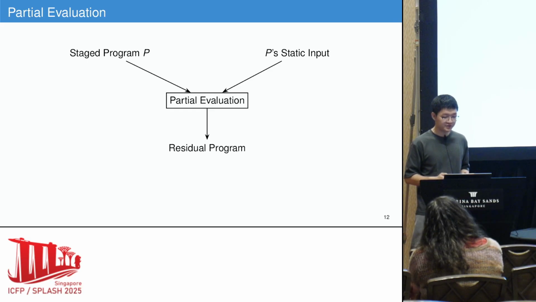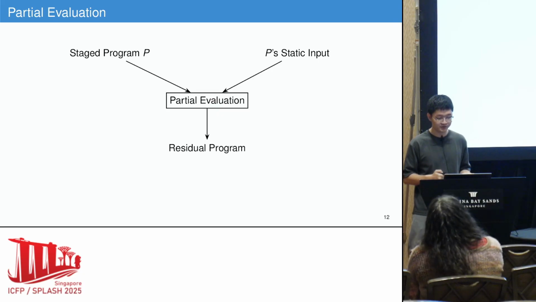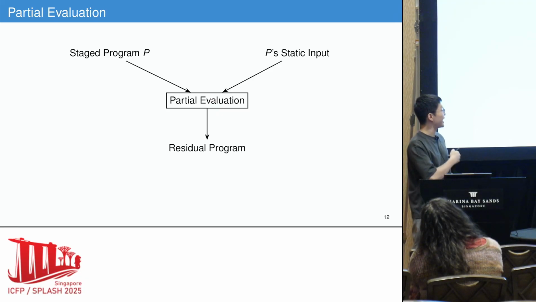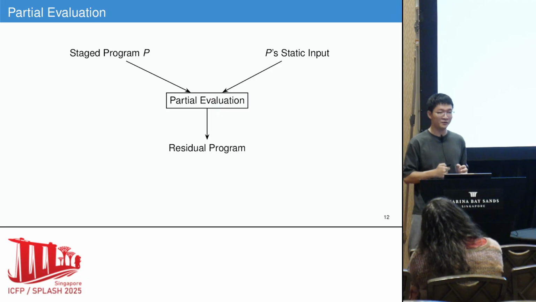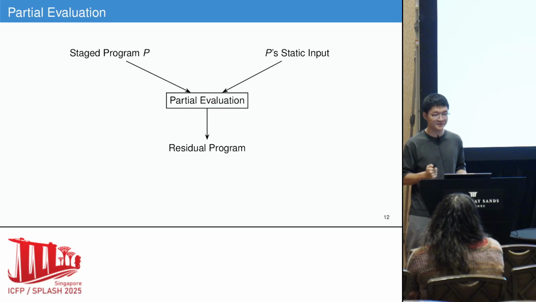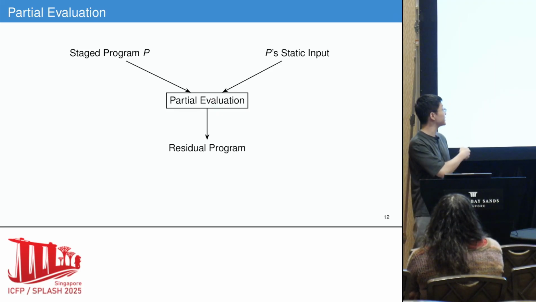Our compilation is based on a program transformation technique called partial evaluation. It takes two inputs, a staged program P and P's input that can be known in advance, called static input. The output of partial evaluation is called a residual program. In the residual program, there is no more computation that only depends on the static input because they have been pre-computed during the partial evaluation.